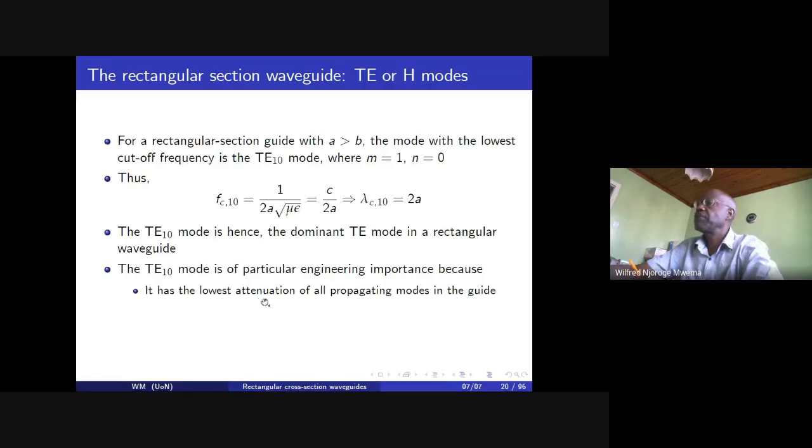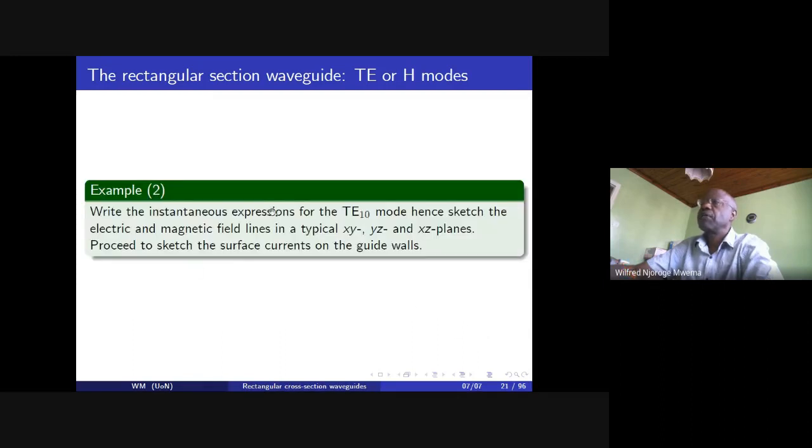It's not a uniform wave because the E field is not uniform over the width of the guide, but varies as a sine. So it has an E field polarized in only one direction, just like in the case of the TEM propagation. And therefore we look at the first example for this particular case, and we are required to write the instantaneous expressions for the TE10 mode.